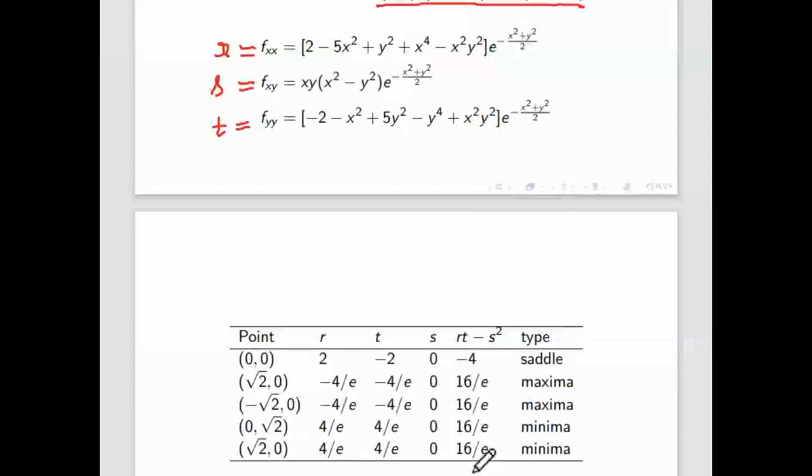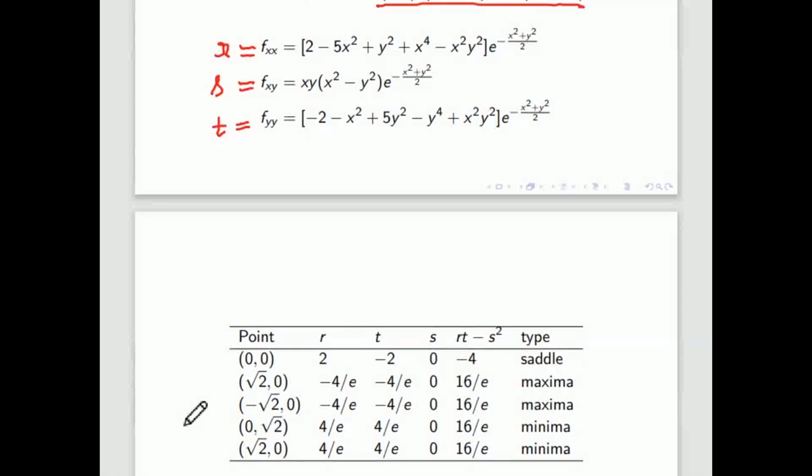Here all are coming positive. So how will we decide which one is the maxima and which one is the minima? Based on the sign of r. If rt minus s square is negative, it is a saddle. If it is positive, it can be either maxima or minima based on the sign of r. Here r is negative, so maxima. Here r is negative, so maxima. Here r is positive, that's why minima. Here r is positive, that's why minima. So the first point, (0, 0), is the saddle point, (root 2, 0) and (minus root 2, 0) are the local maxima, and (0, root 2) and (0, minus root 2) are the minima.